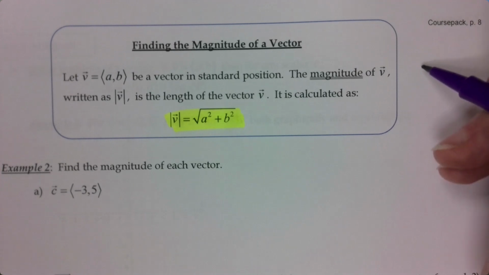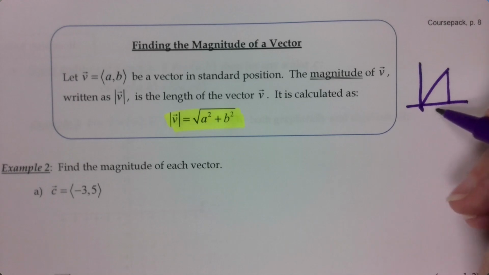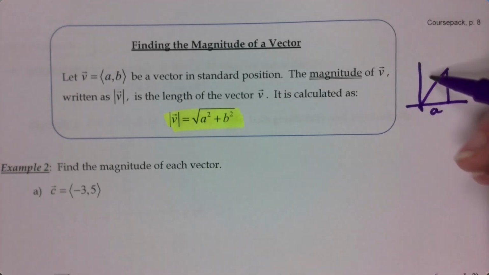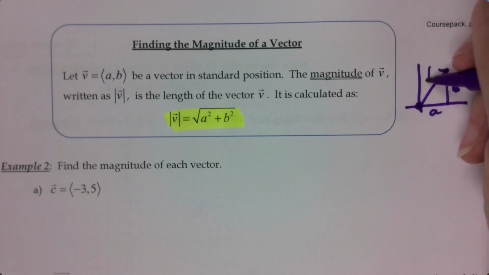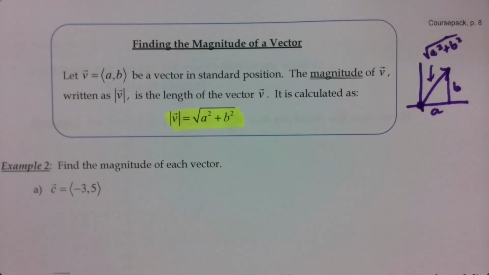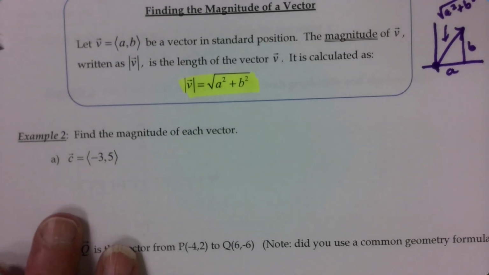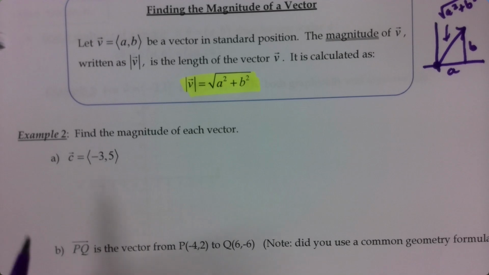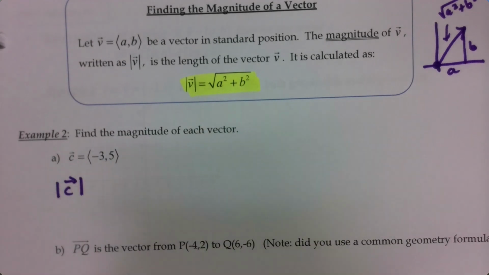And of course, this is happening because of the Pythagorean theorem. If you think of the way a vector works, if you have A over here and B over here, then the length of the vector itself, which is from that point to that point, would be the square root of A squared plus B squared, right? It's the Pythagorean theorem. All right, so let's use this as an application to do some examples. We're going to find the magnitude of vector C. So the magnitude of C, so we put little absolute value symbols around it.